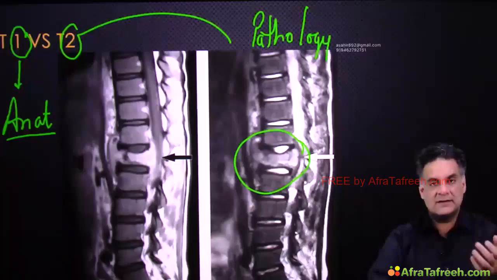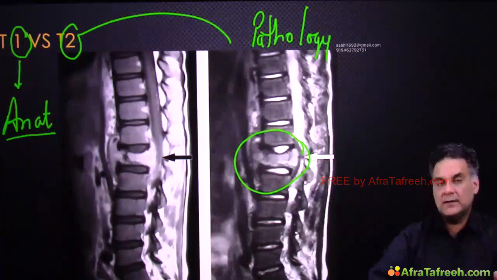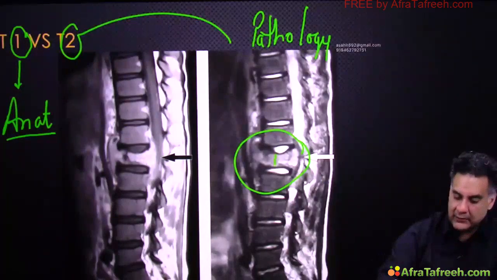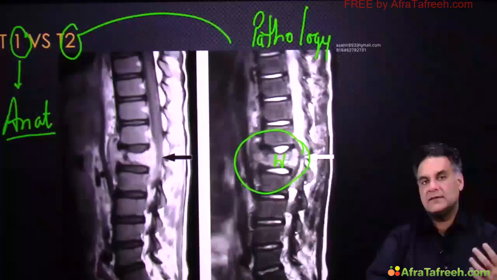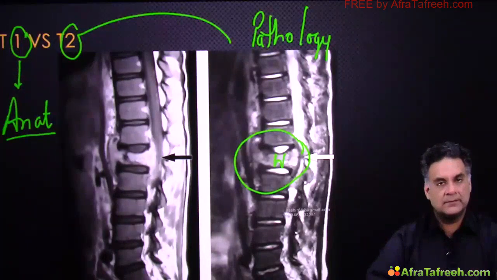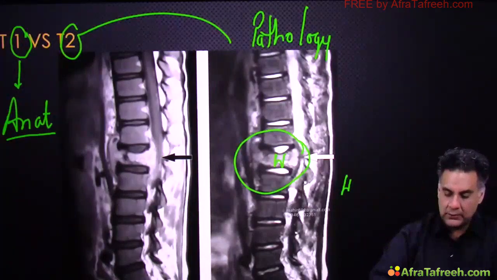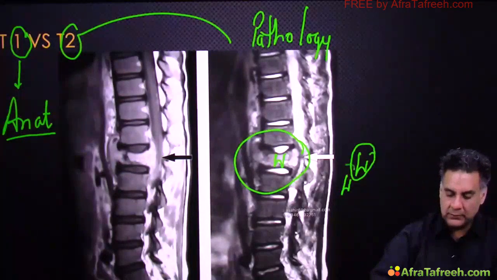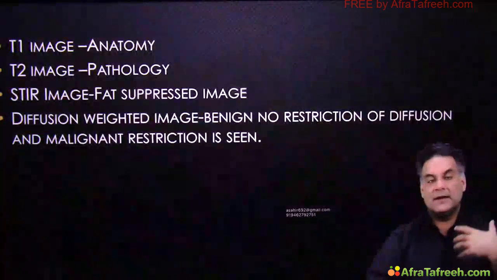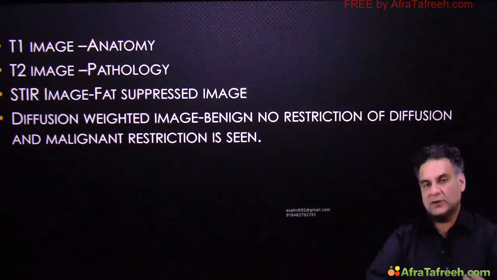Water, that is CSF, synovial fluid, traumatic edema, inflammatory edema, looks white on T2. So water, white on T2. Classical. Remember that. How do you remember? W, W. So two times W, so T2. MRI T1 image anatomy, T2 pathology.